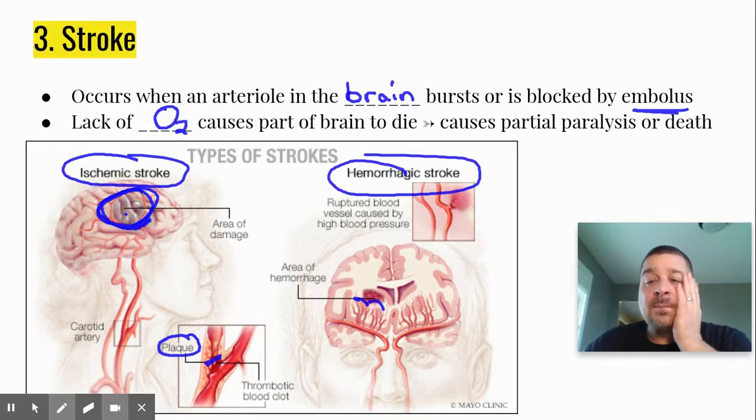You often will see someone's face droop on one side, or they'll have trouble with their left arm, left leg, or right arm, right leg. It varies by side, depending on which side of the brain the stroke happened in.